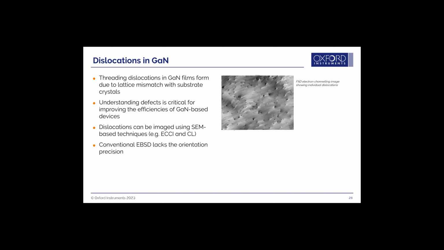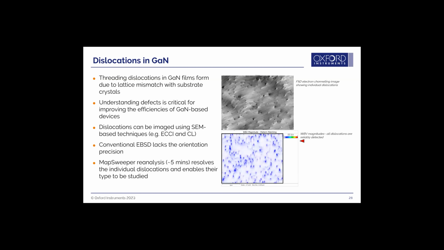When you do this with conventional EBSD, those dark spots that you see get muddled. You really don't see the orientation changes well enough. But if you go through Map Sweeper, and that's what we've done here, and then do the dislocation analysis in Crystal, you really reveal all the tiny dislocations there.